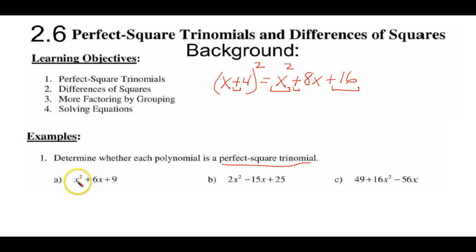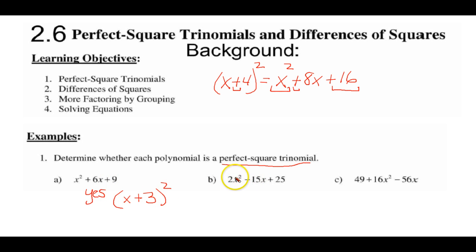So, is this a perfect square? Yes. Is this a perfect square? Yes. The middle sign is positive. That's okay. We take the square root of 9, which is 3, double it, you get 6. So this is a perfect square trinomial, and we could actually factor it into x plus 3.